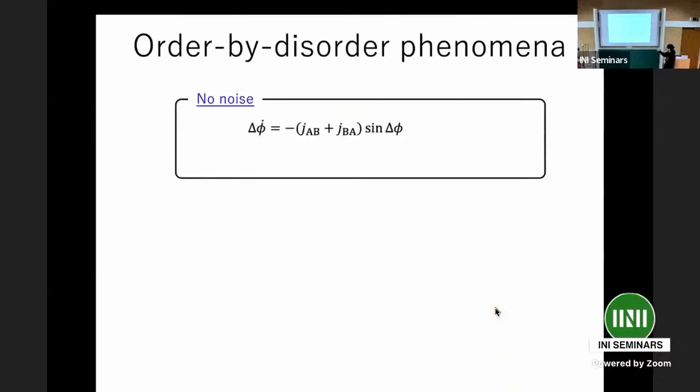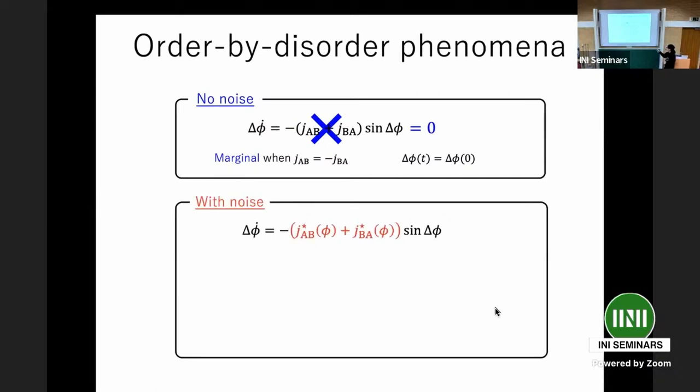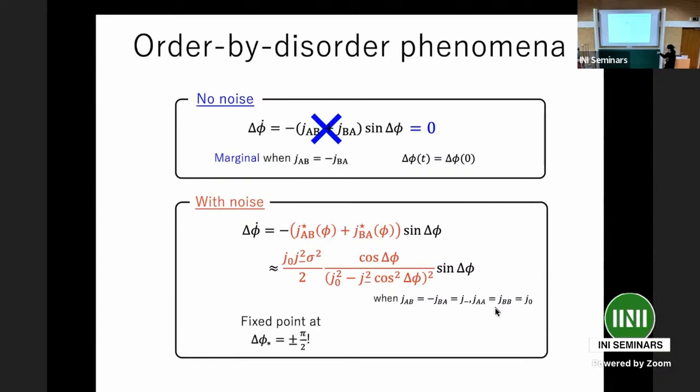So just to be more precise and do some algebra, in a no-noise case, the delta phi dot dependence can be written as follows. If I just put JAB equals minus JBA, this is zero. Because this is marginal, delta phi is a constant of motion. But if I add noise, these will get renormalized like this, and because of this, you get this new contribution. The interesting part is that because this is proportional to sine delta phi, you get a new type of fixed point that was absent here, at plus or minus pi over two. And actually this corresponds to the chiral phase in the previous work.